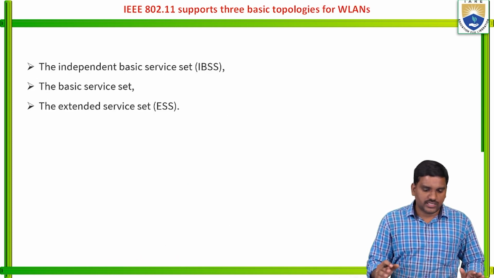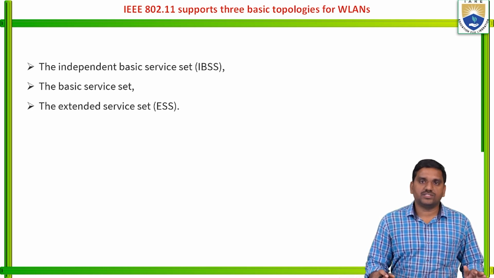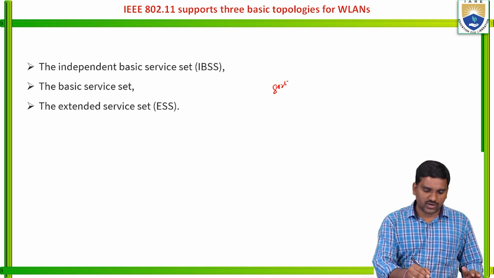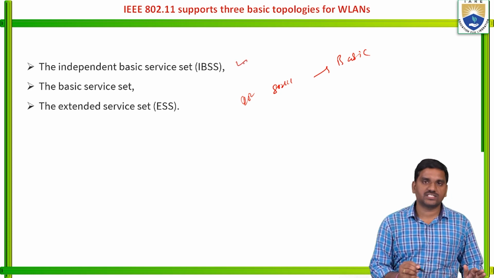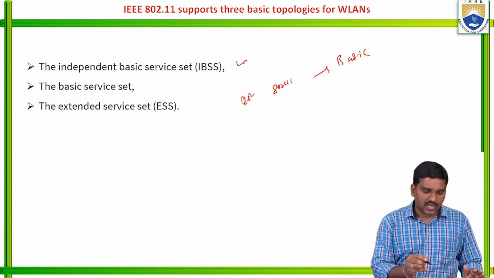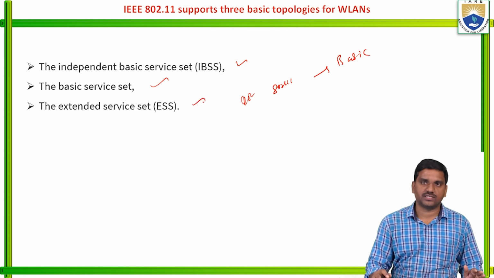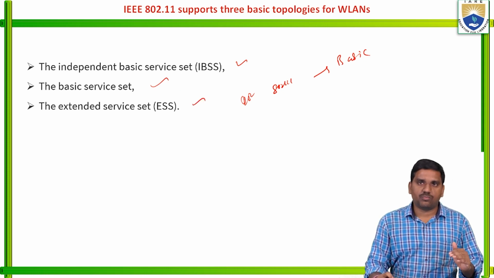Next, the last three topologies. So generally IEEE 802.11 supports three basic topologies. The first one is the independent basic service set, IBSS, then basic service set, and extended service set. So these are the three topologies.